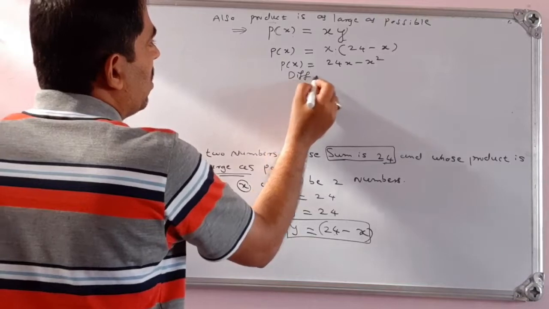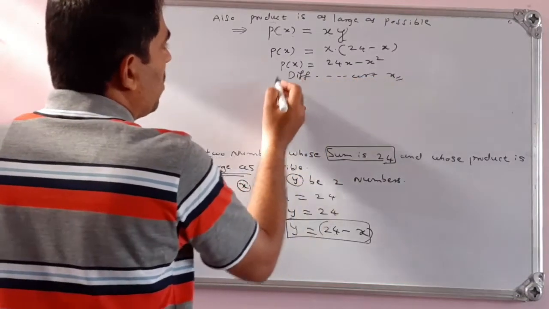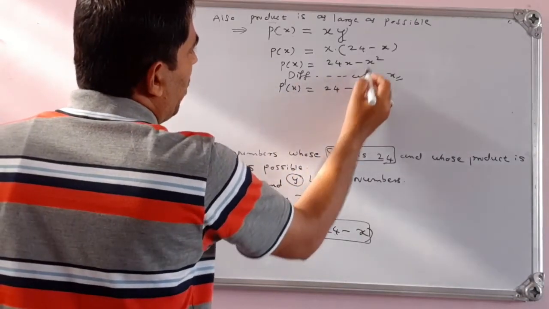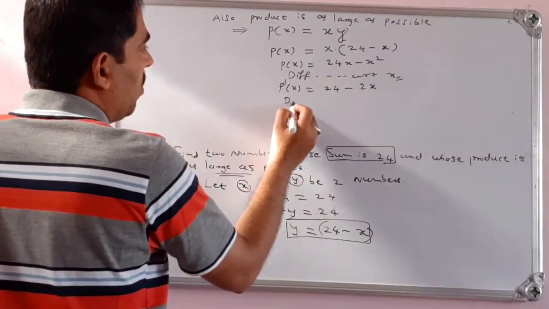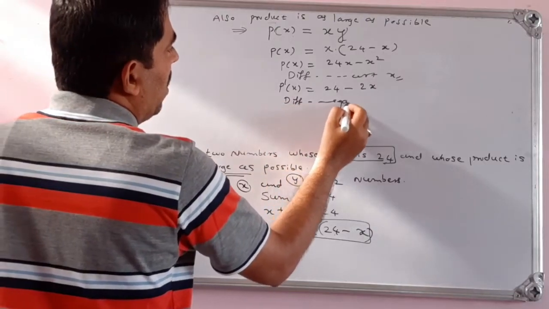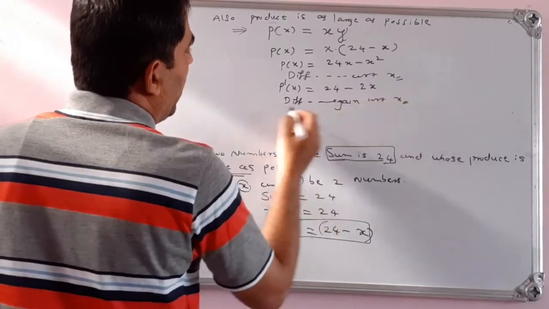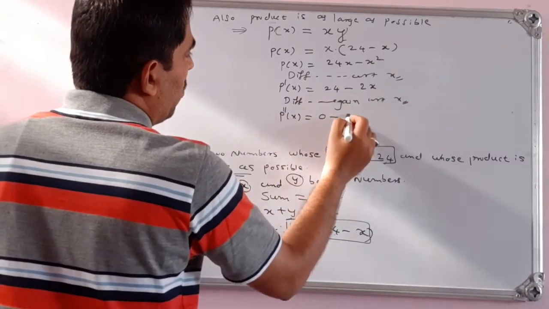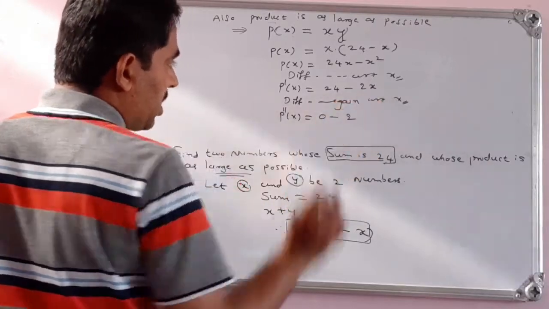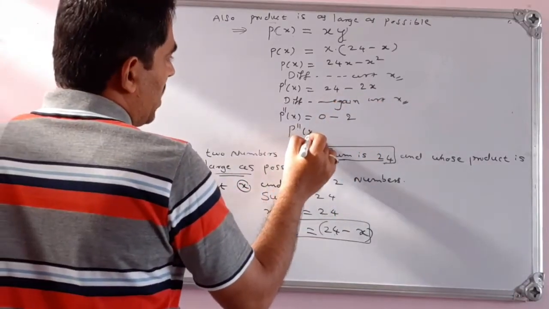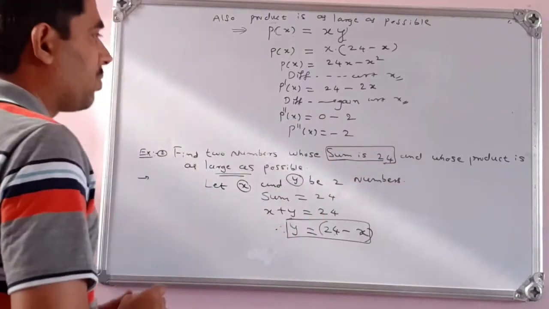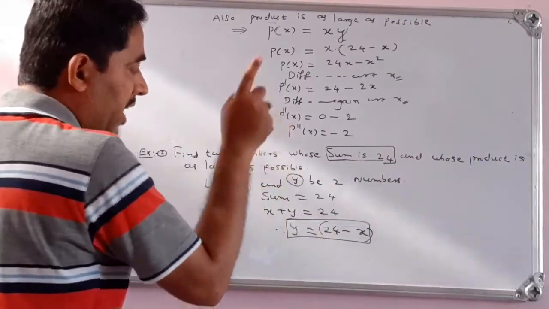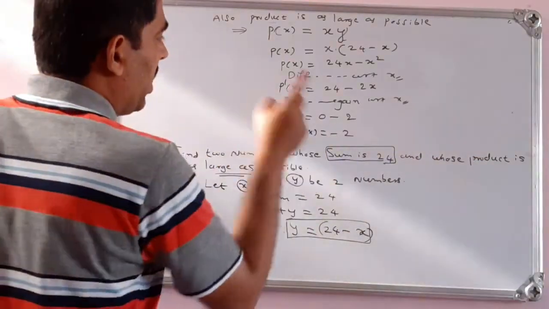Now differentiate this with respect to x. We get P dash x: the derivative of 24x is 24, minus the derivative of x square, which is 2x. This is the first order derivative. Then differentiate again with respect to x. We get P double dash x: the derivative of the constant is 0, and the derivative of minus 2x is minus 2. So the second derivative is negative, minus 2. Once again, since the product is as large as possible, I should get a negative second order derivative, and that's what I got here, minus 2.